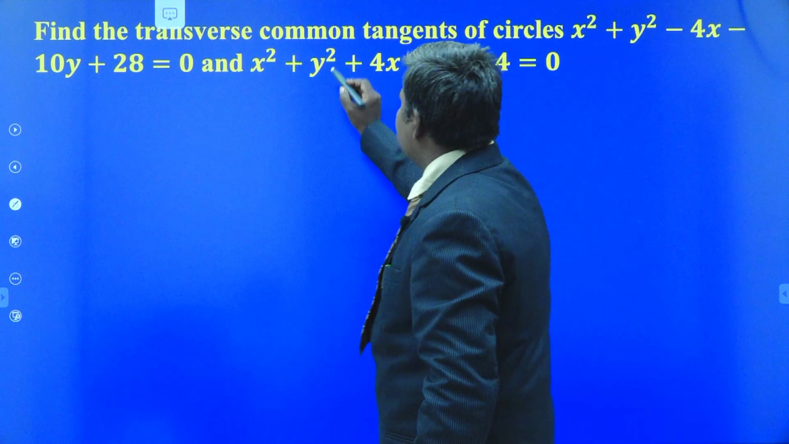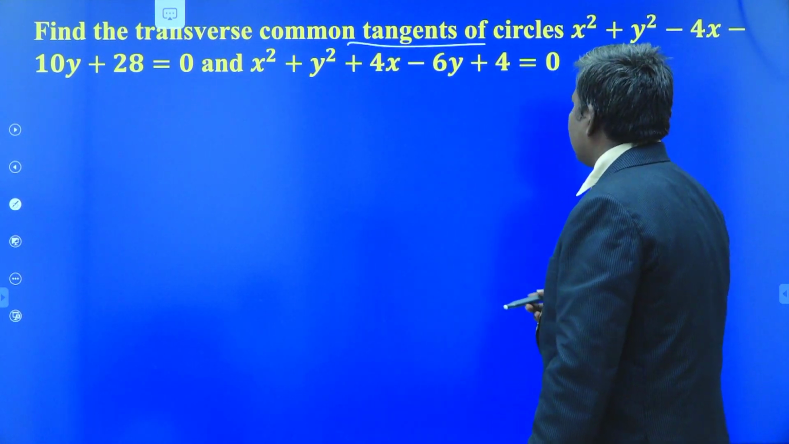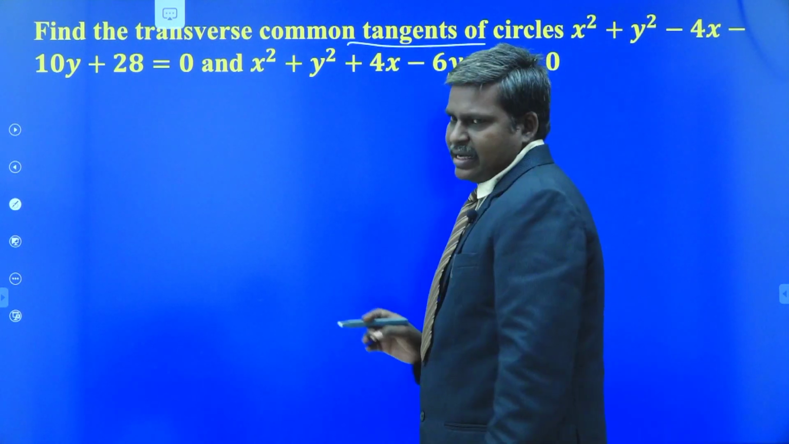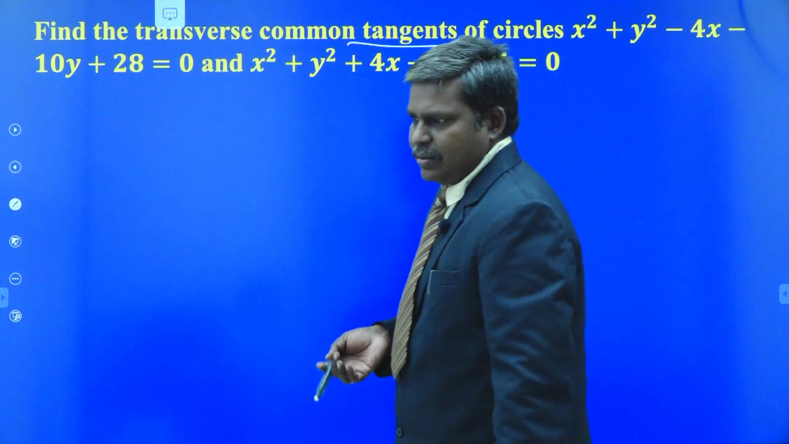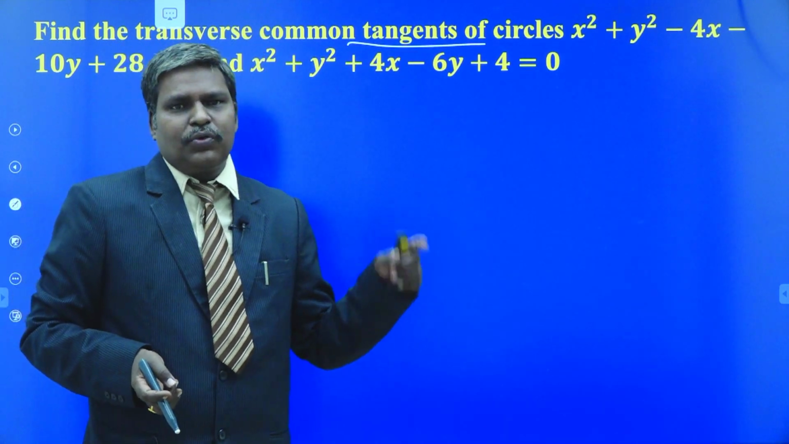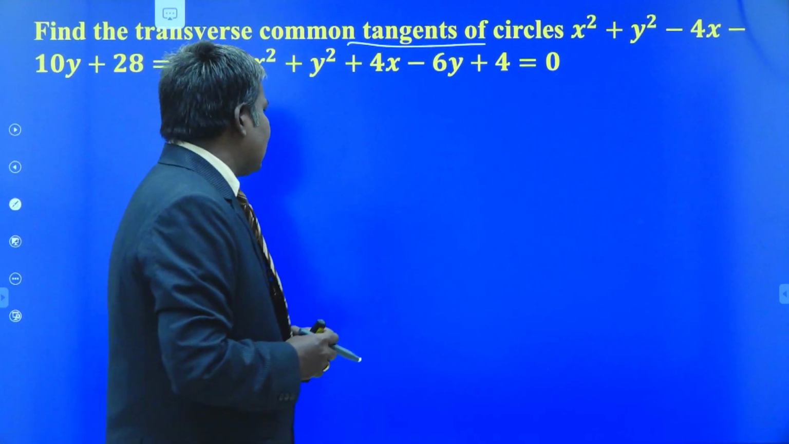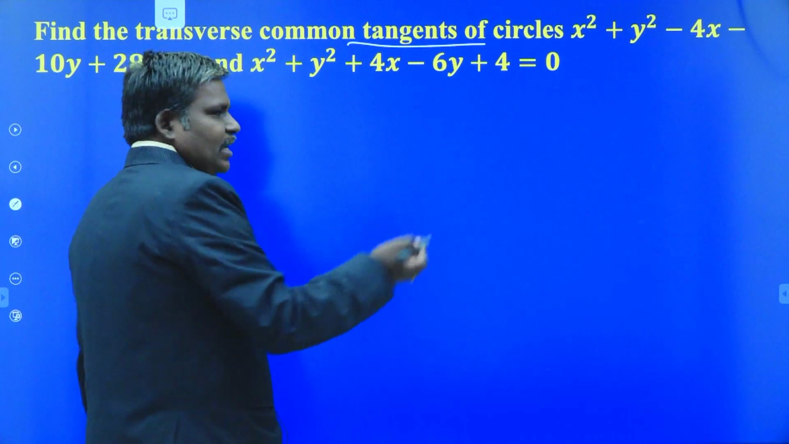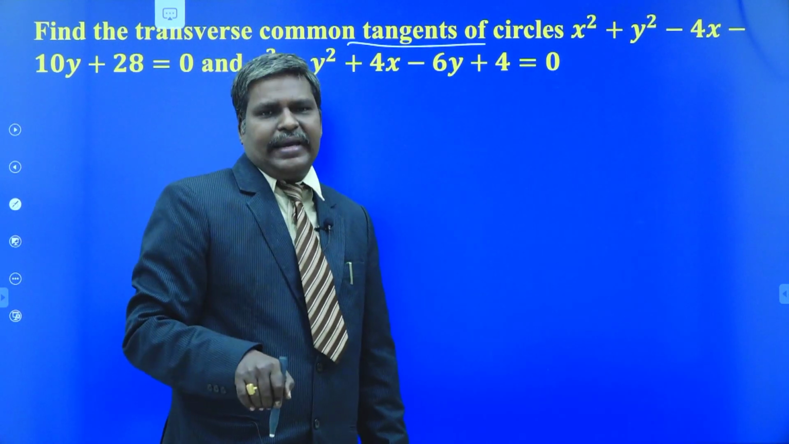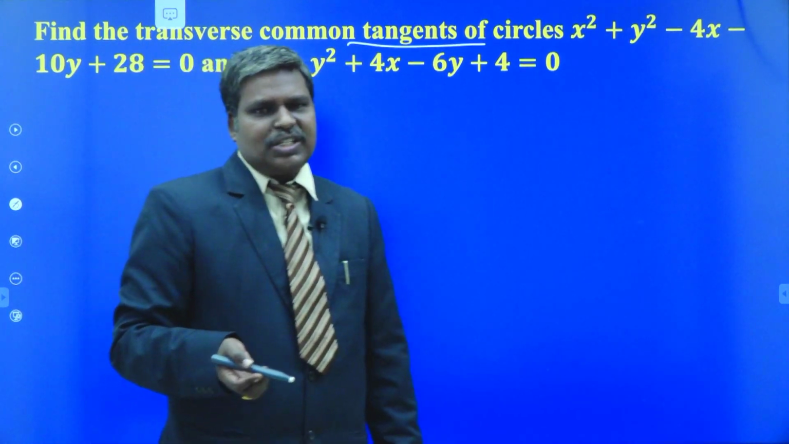Find the transverse common tangents of the two given circles, x square plus y square minus 4x minus 10y plus 28 equal to 0, and another circle. The same procedure. Here, instead of the external center of similitude, you have to find out the internal center of similitude. After getting the internal center of similitude, you write the equation of any line passing through that point. It is of the form y minus y1 is equal to m into x minus x1.